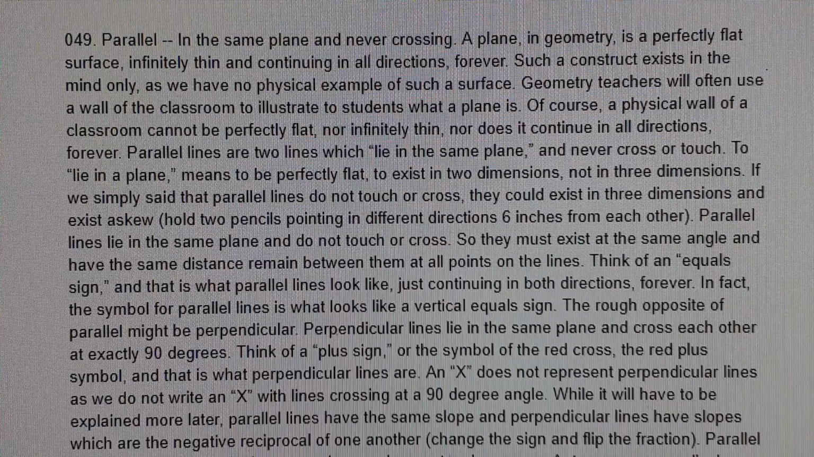Parallel lines are lines that lie in the same plane and never touch or cross. Antonyms: perpendicular. Related words: 90-degree angle, intersect, slope, negative reciprocal.